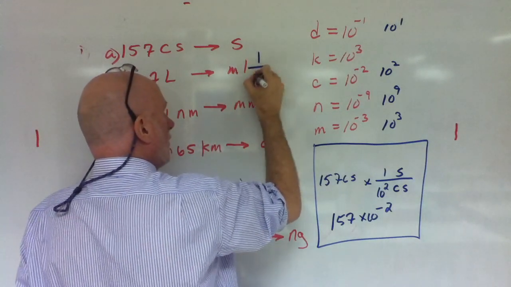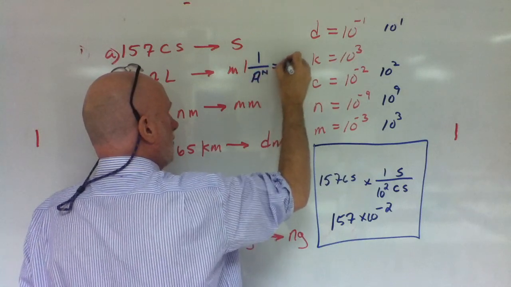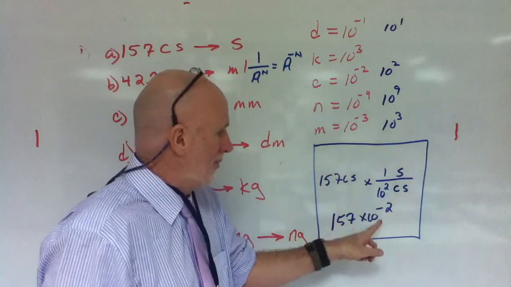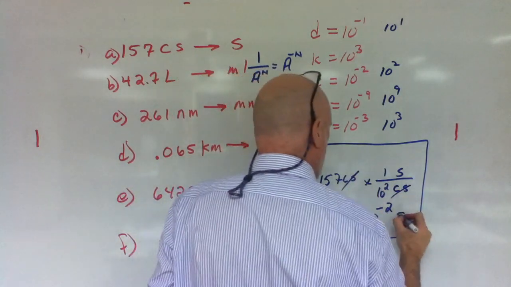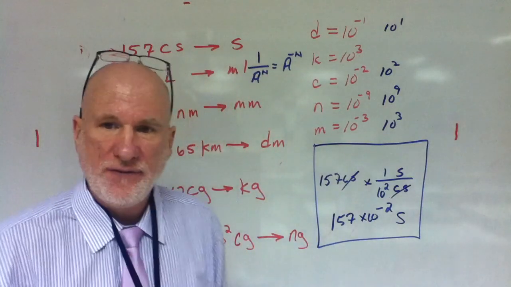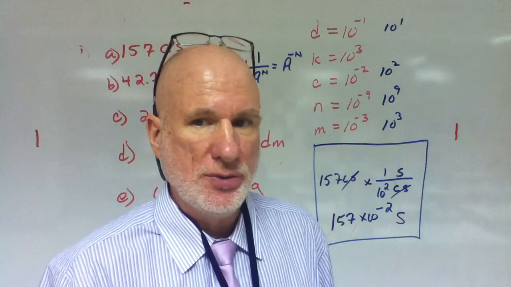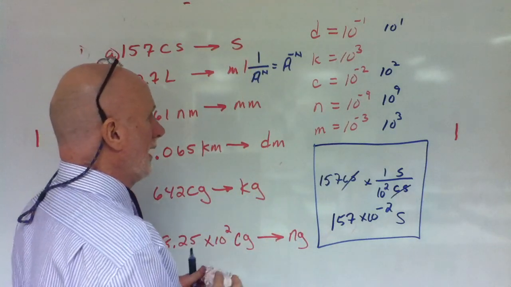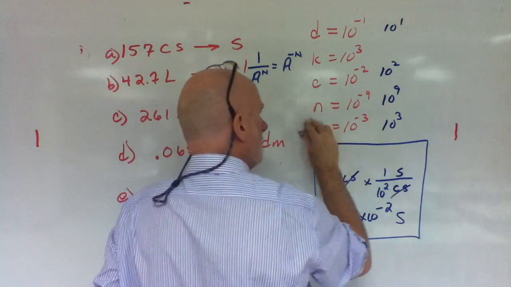1 over a to the n equals a to the negative n. So I'm bringing this up to the top. It's like that. And then this cancels, and I'm left with seconds. So 157 times 10 to the negative 2 is the answer. Are you with me? Okay. I'm going to erase this. Is that okay? Okay.